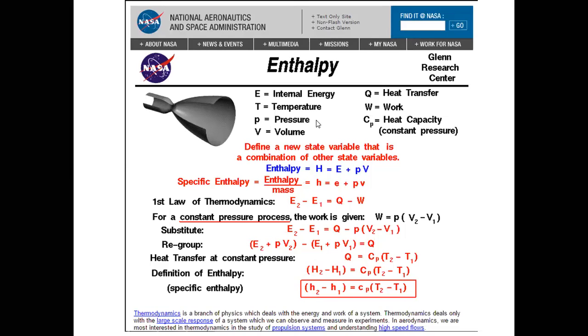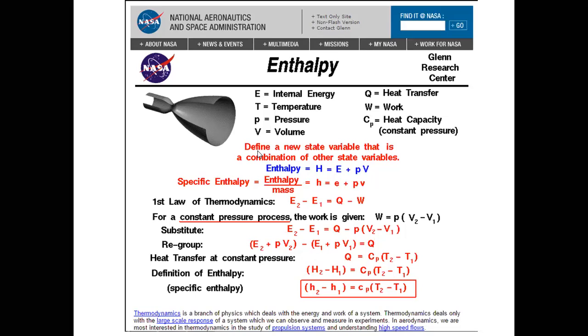It's in your notes, so you have to go through the notes. V is volume, not specific, big V. Q is heat transfer, W is work, Cp is heat capacity. If there is anything unknown, don't worry, we will know everything. Here they define a new state variable that is a combination of other state variables. So enthalpy is a new variable, defined from the other variables as E plus PV.